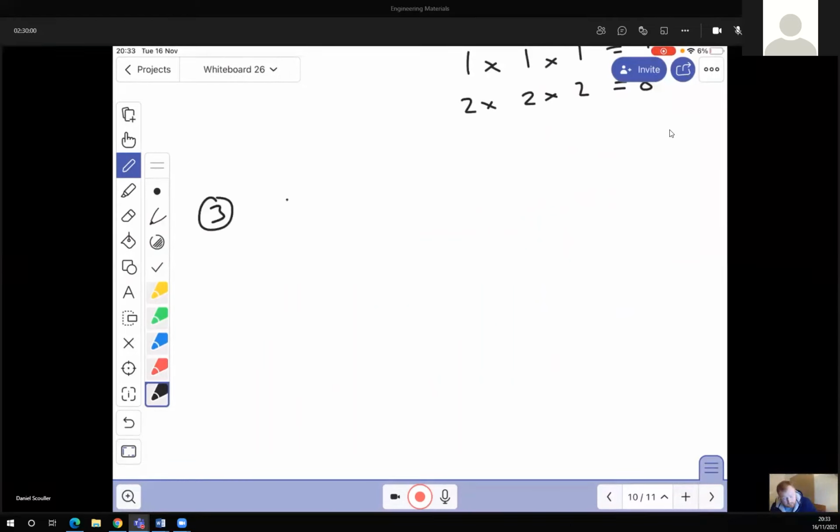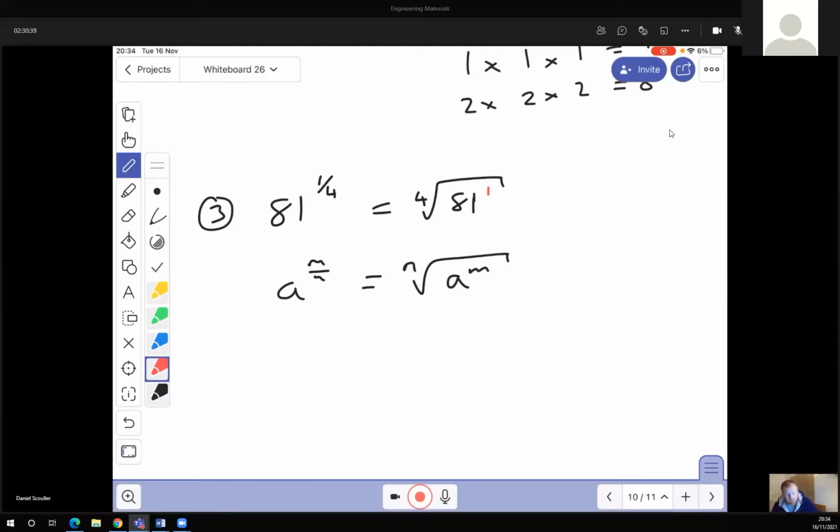So if you've got 81 to the power of 1/4, we could write that like that. That's just taking a rule that for a to the power of 1/n, the root goes on the outside and the number goes on the inside. So 81 to the power of 1/4. Remember we don't write it, but that's to the power of 1. So how do we work that out?